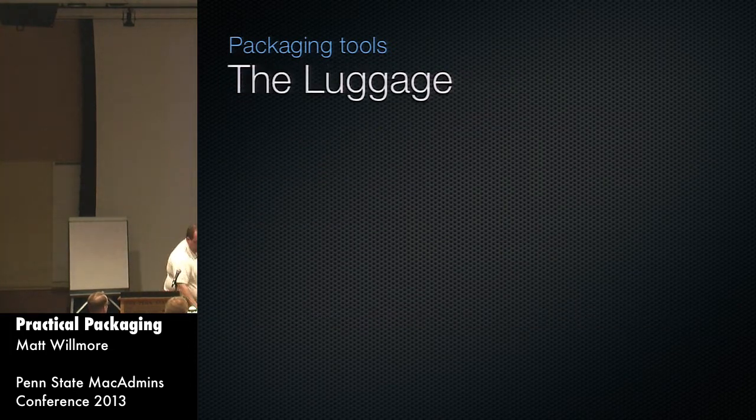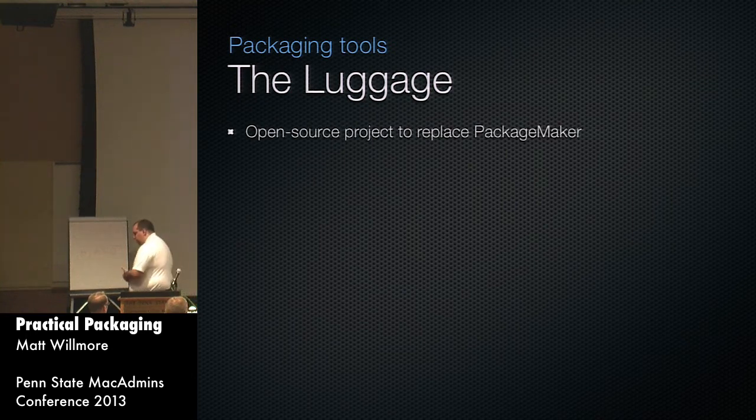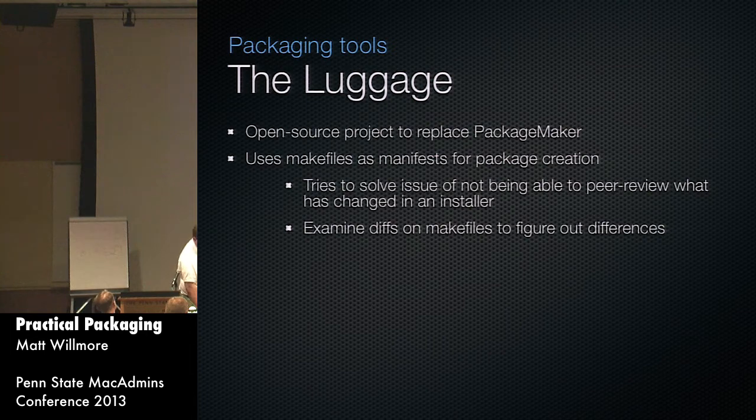So Luggage, we mentioned Luggage. Open source project, it's all on GitHub. Their intention was to replace PackageMaker. I think there's other tools like that out there, but that was their intent. And for those of you used to using makefiles, we use makefiles again to build a package. Tries to solve this issue of not being able to peer review what has changed. And that is one of the true frustrations that people have had with PackageMaker. I make a package, I come back 3 months later, I change it. What has changed? I'm not really sure. And it's hard to tell. But Luggage helps out with that. And you can examine diffs on these makefiles to figure out exactly what has changed. So it solves that problem very well.